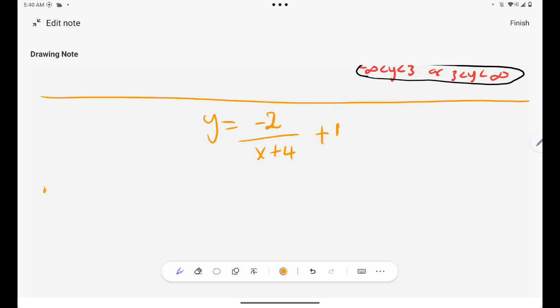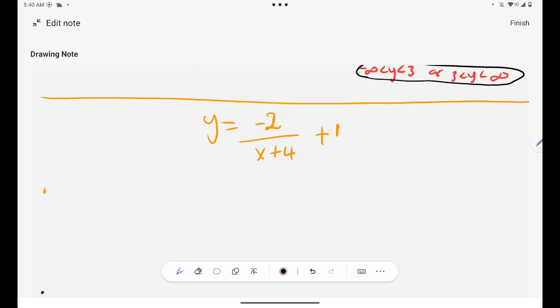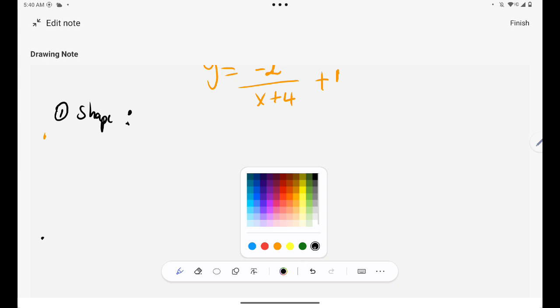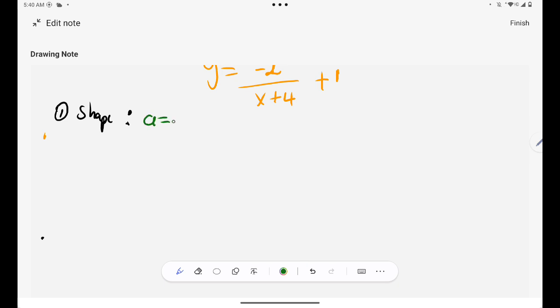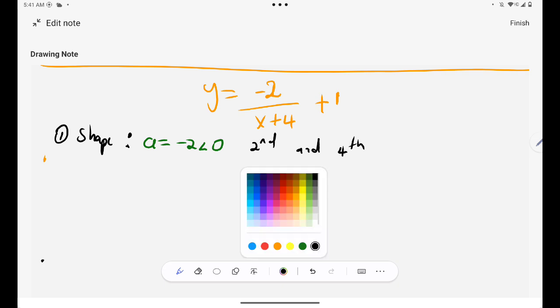Okay, let's go, guys. Number 1, what is my shape? a is equal to -2, right? -2 is a number which is less than 0. Simply means that my graph will be on the second and fourth quadrant. Are we together?